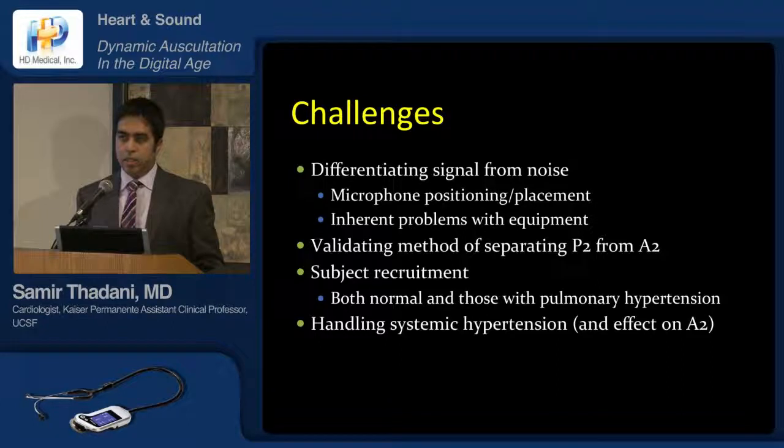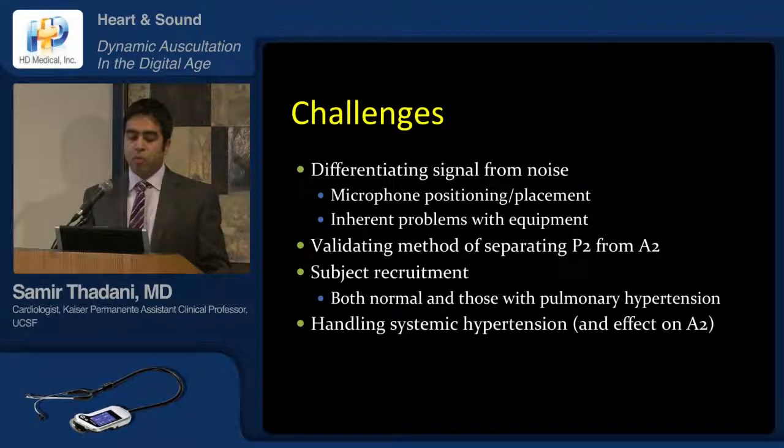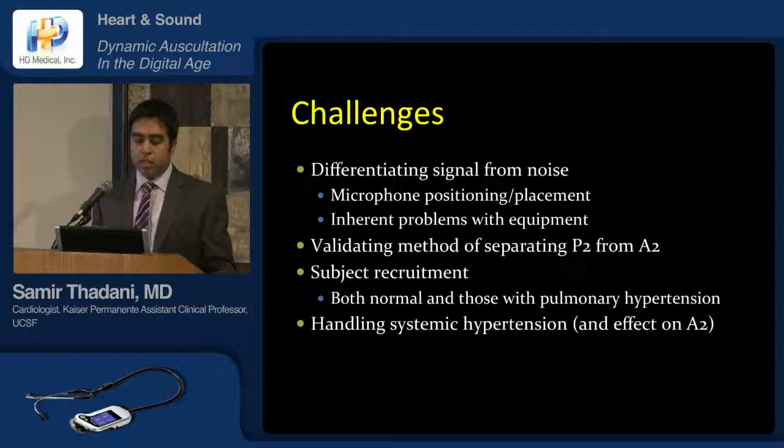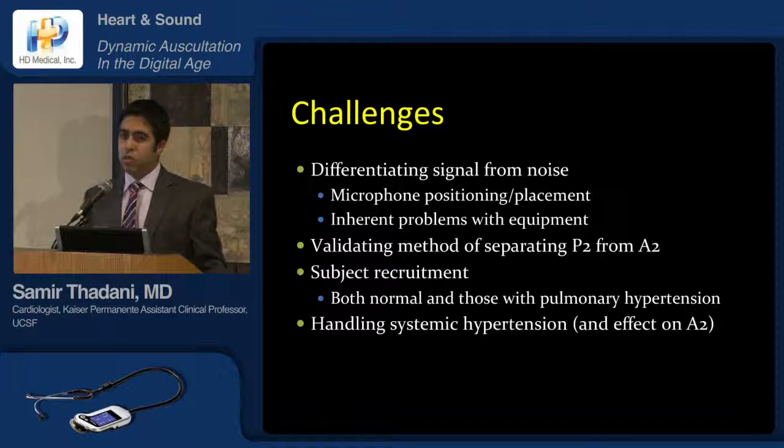There's lots of things in the literature about doing that, but we used an automated detection system to do it based on the frequency changes. But again, that's based on normal controls in the literature, and it is still a challenge. And then finally, the subject recruitment for this study was a bit of a challenge in terms of finding those willing to participate in the recordings, given the number of positions that we recorded, et cetera. I tried to exclude those with structural heart disease, but as we know, hypertension is quite prevalent, and so what to do with those with systemic hypertension, which tends to affect A2, and so that would change the P2 to A2 ratio.